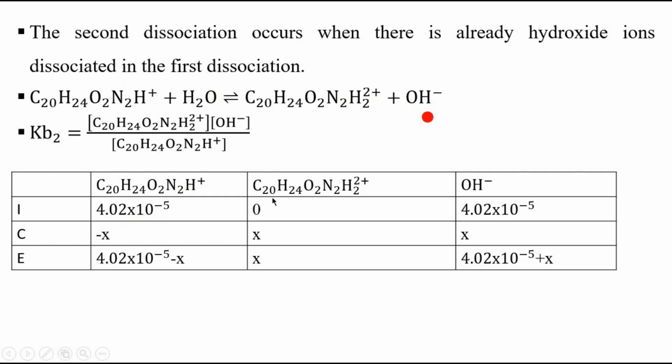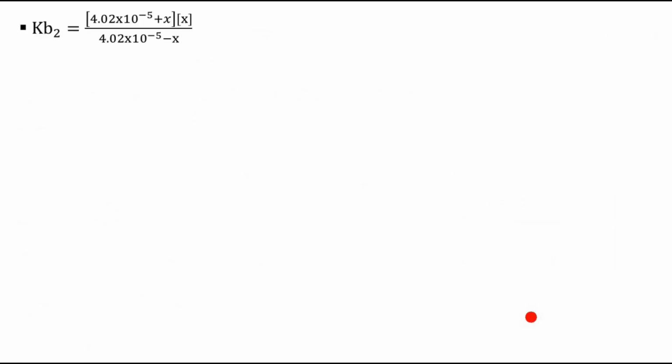So in this case, you have this one, you have this one, the change. That means this one will dissociate, forming this one, and forming also other hydroxide. Then we have this one, and this one. So we have the Kb2, which is equal to the product, can you see that, plus x, this is x, divided by the reactant. Then this hydroxide, that means x is equal to the hydroxide from the second dissociation. So this is what you have.